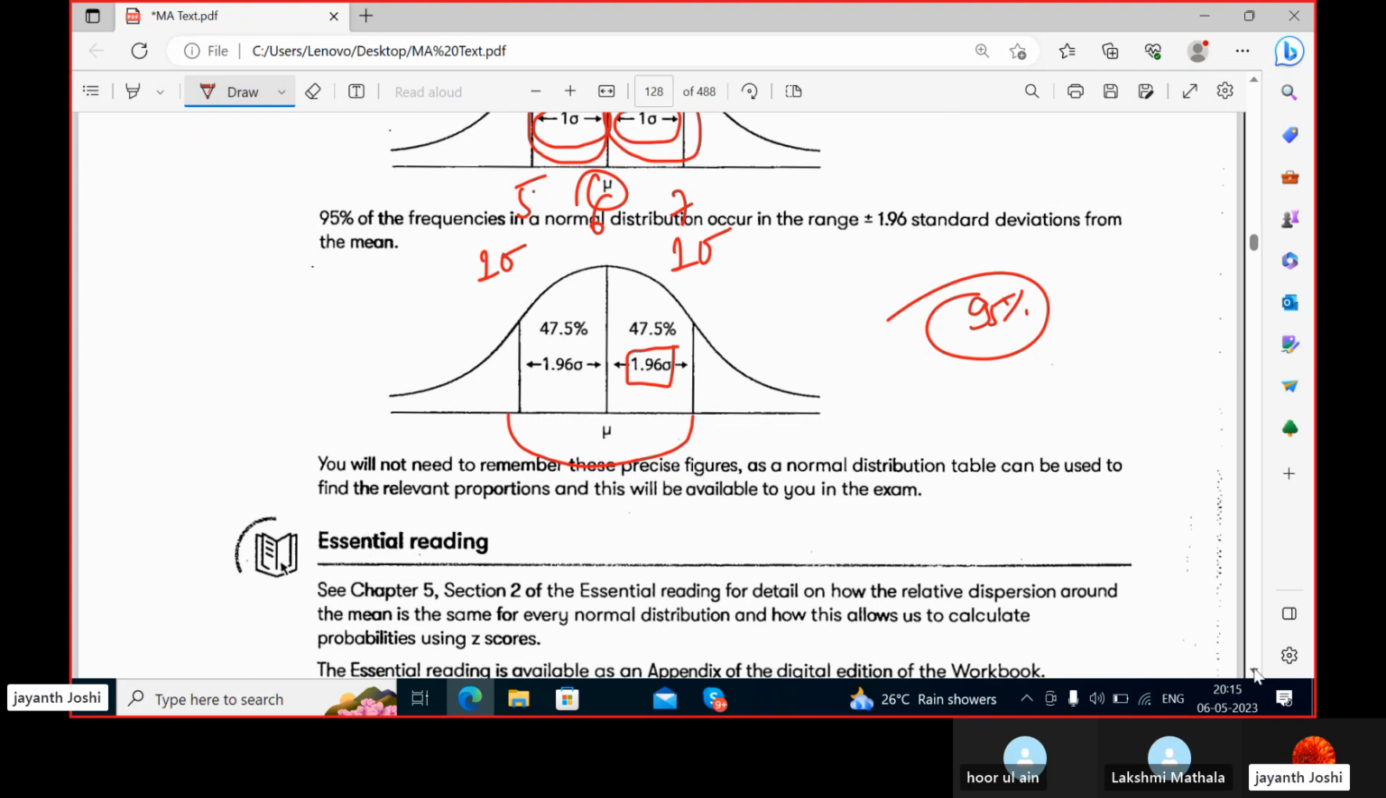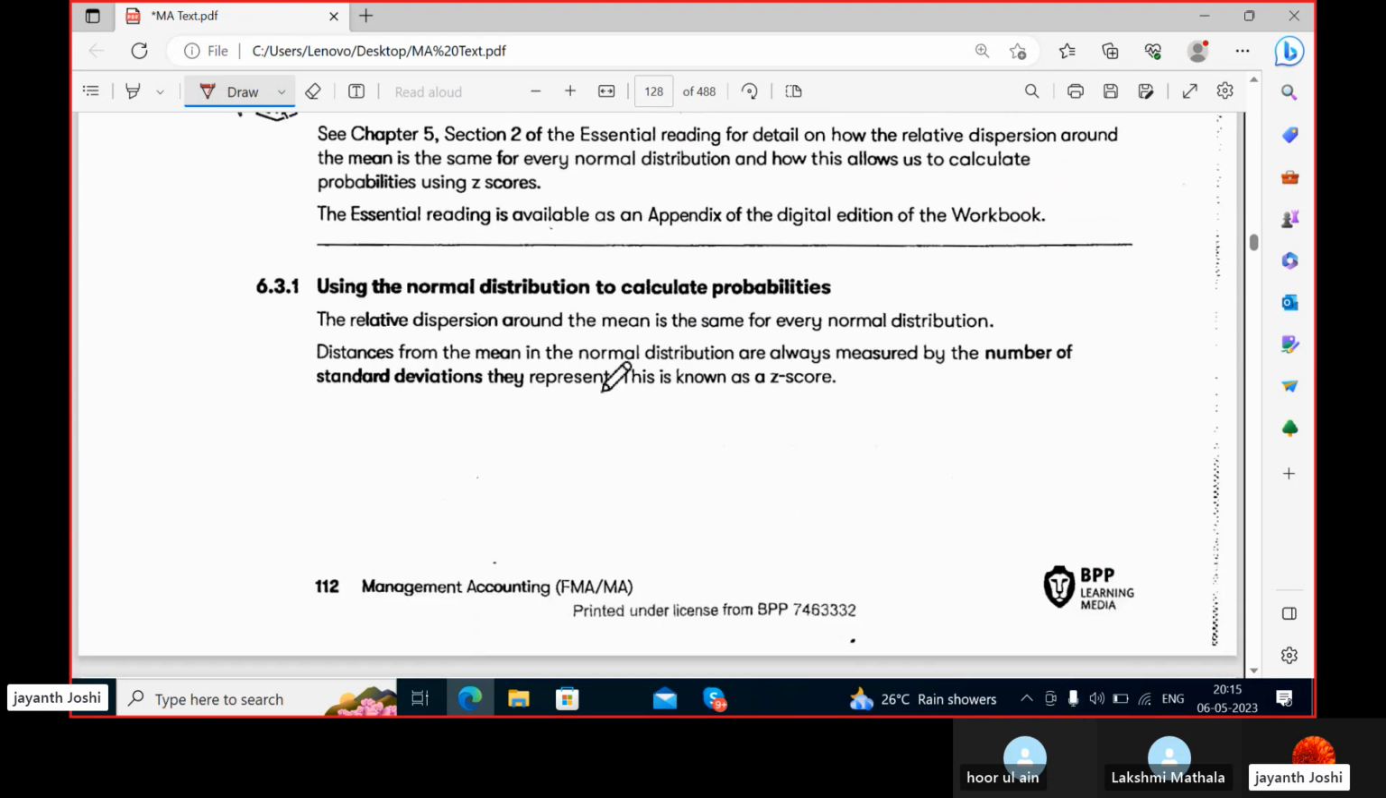Okay. Now, using the normal distribution to calculate probabilities, the relative dispersion, relative is nothing but comparing the standard deviations around the mean, is the same for every normal distribution. Of course, they'll take equal standard deviations only. Distances from the mean in a normal distribution are always measured by the number of standard deviations they represent.